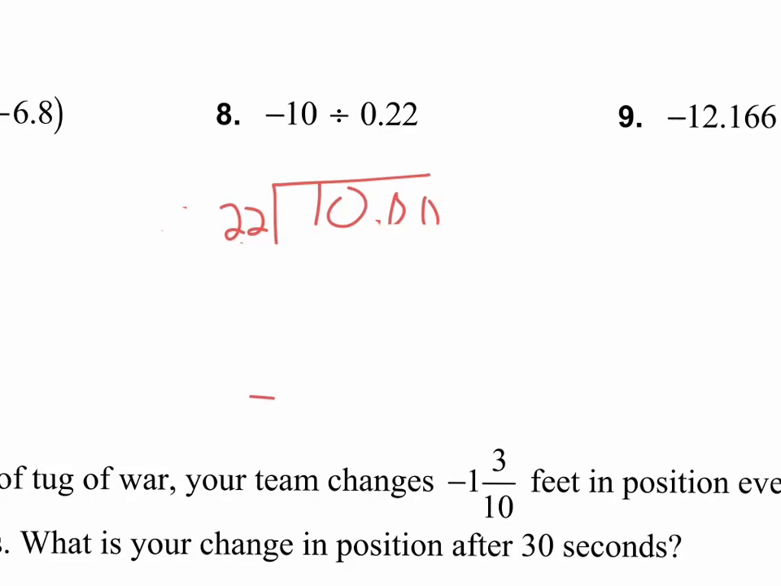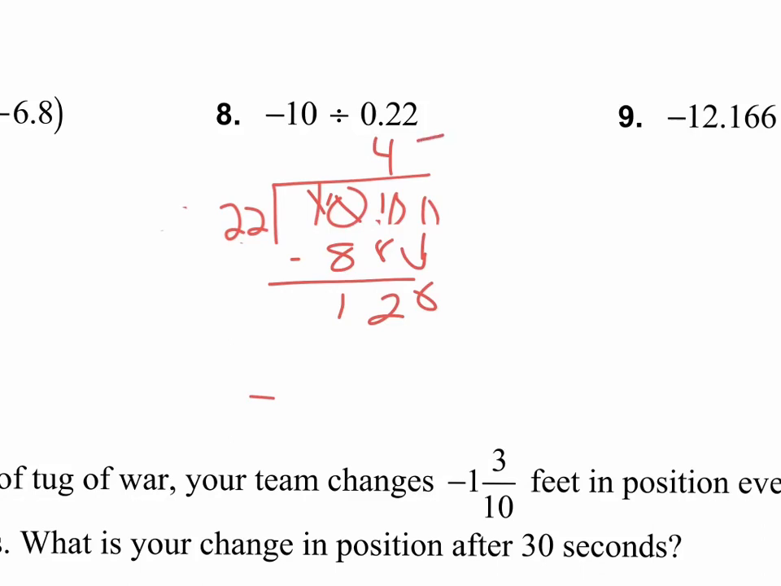Then you just go through it step by step. So 22 doesn't go into 10, so I'm going to go to 100. 22 goes into 100 4 times, and that would be 88. Then we subtract it, we borrow. 10 minus 8 is 2. 9 minus 8 is 1. Drop down my 0. 22 goes into 120.